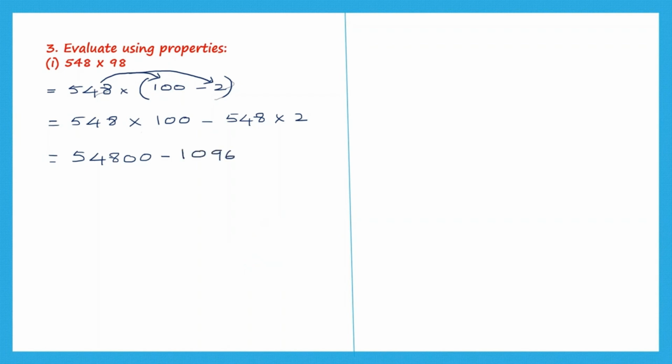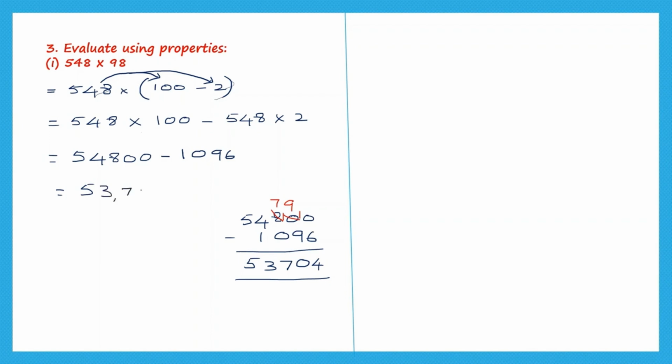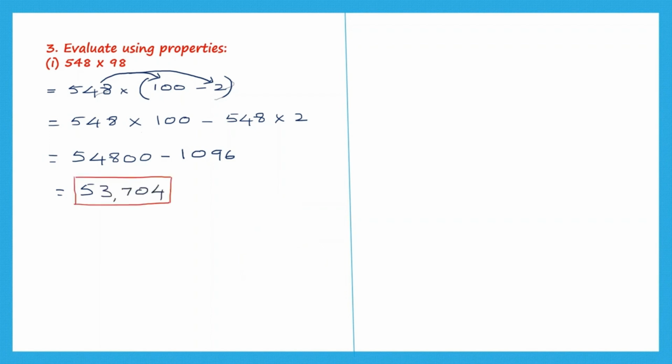1096. Now let's subtract these two. 54,800 minus 1096. We need to borrow. So this is 10 and 9 and 10. So here it is. 10 minus 6 is 4. 9 minus 9 is 0. Then we have 7. 4 minus 1 is 3. And 5, we have 53,704. So this is our final answer.